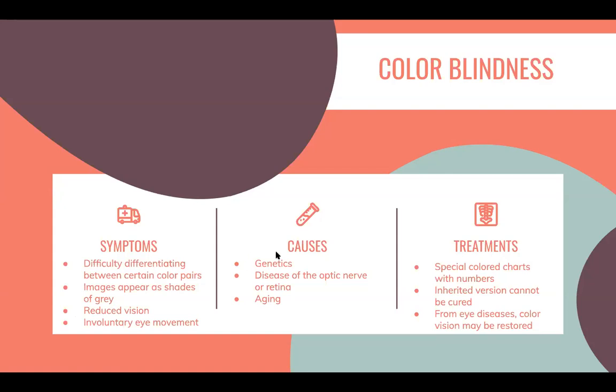So some of the causes are genetics. A lot of people are just born colorblind. Also disease of the optic nerve or retina. And this is because in the retina, what we have there is called rods and cones. Those are the cells, the photoreceptors, that help with your vision.